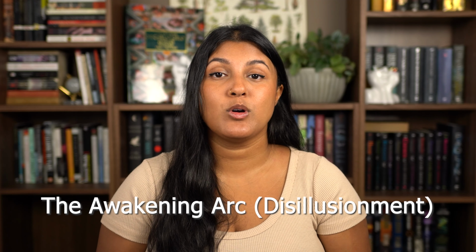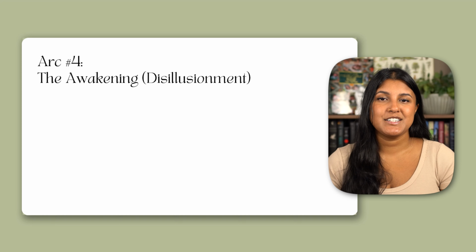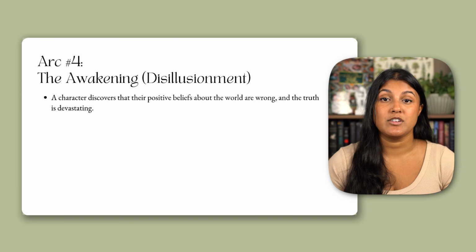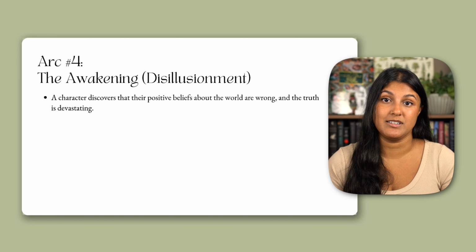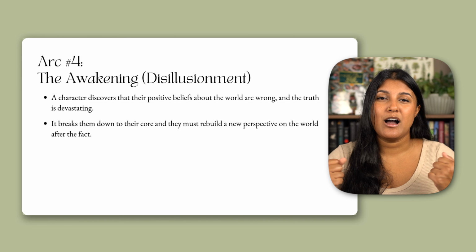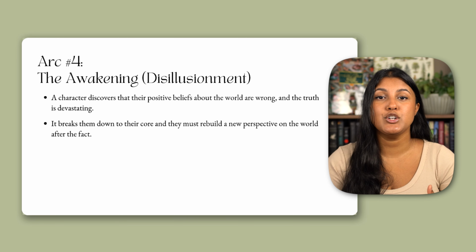The Awakening arc or Disillusionment arc is quite a psychologically complex arc in fantasy, and is rarely done well because it's tricky to execute properly. In a Disillusionment arc, your character discovers that their positive beliefs about the world are wrong, and the truth is devastating, either physically, emotionally, spiritually, or altogether. Unlike a positive change arc where learning the truth is uplifting, here the truth destroys everything they thought they knew. It breaks them down to their core, and they must rebuild a new perspective on the world after the fact.